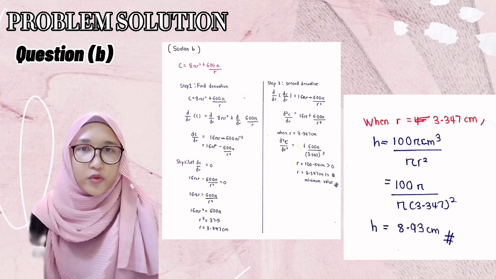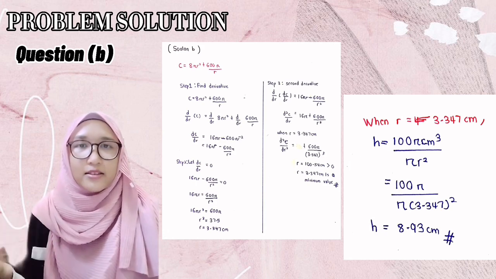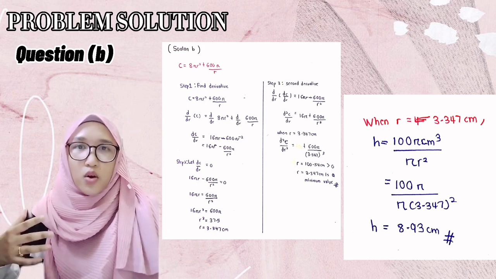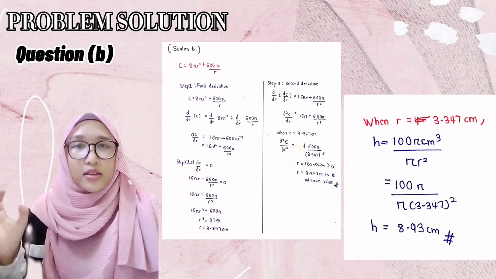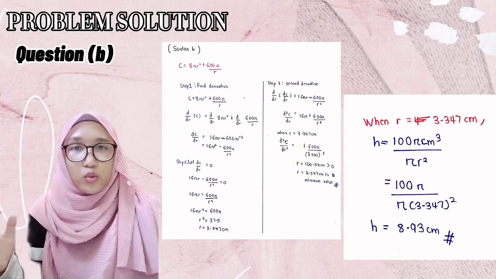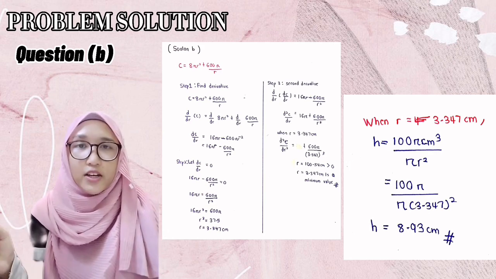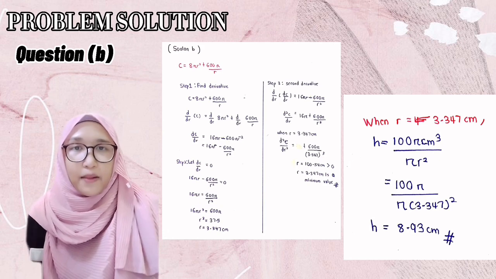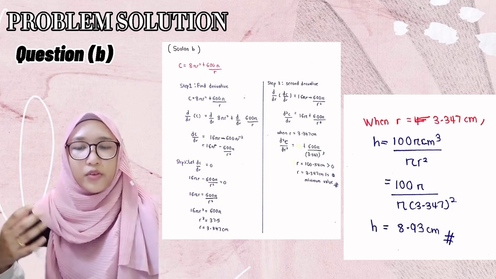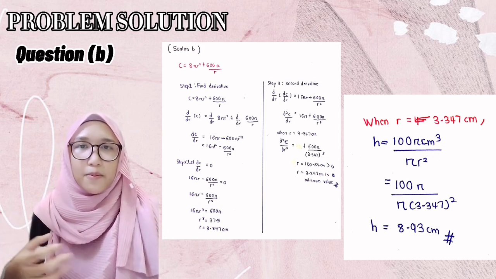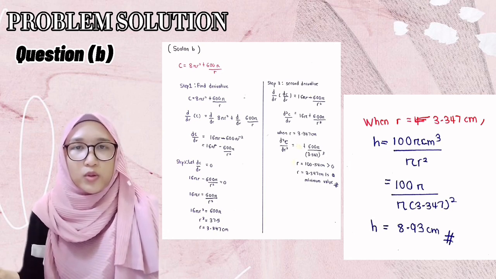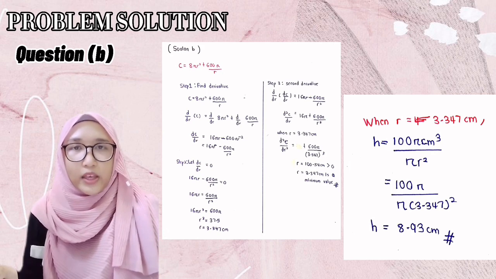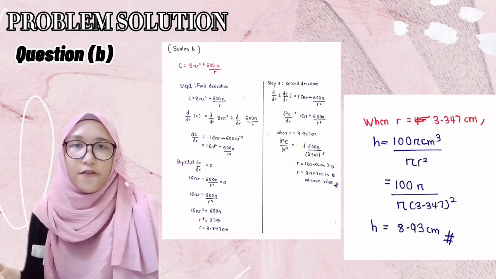So we move to our second step, that is let dc over dr equal to 0. So we will get 16 pi r equal to 600 pi over r square. So we multiply 16 pi r with r square, becomes 16 pi r cube equal to 600 pi. So we will get the r value equal to 3.347 cm.